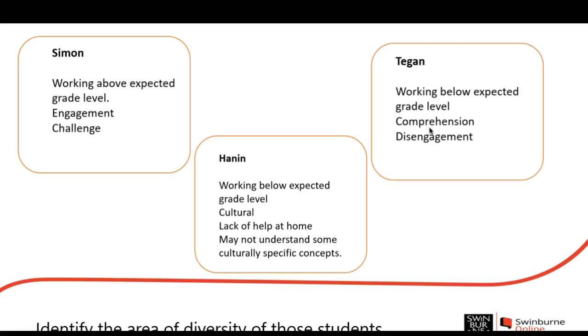With Tegan, she's working below the expected grade level, so I suppose it's the opposite end of the spectrum to Simon, and you have the opposite challenges with Tegan. It's great getting to grade 4 level, but I'm sure Tegan would be very well aware that she is not performing as well as some others, so there can be self-esteem issues. There could be disengagement from what she needs to do in the classroom. Obviously, there are a lot of comprehension issues that need to be worked on within the classroom.